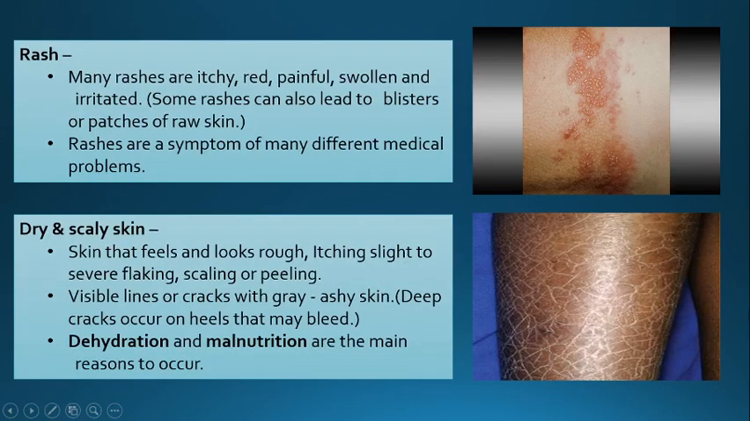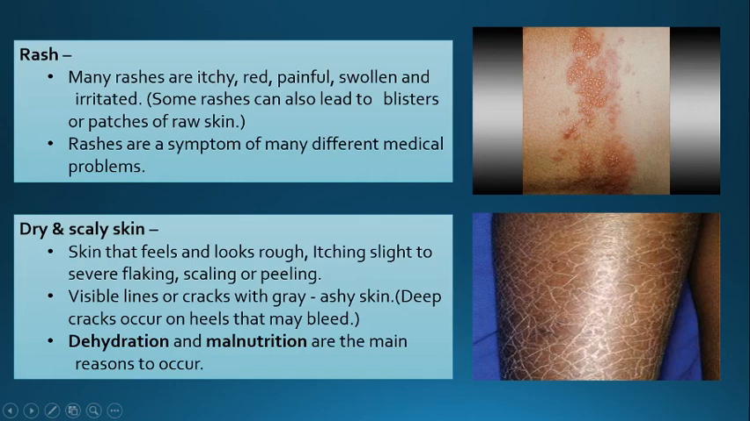The next one is rash. These are very common skin diseases. Many rashes are itchy, red, painful, swollen and irritated. Some rashes can also lead to blisters or patches of raw skin. Rashes are symptoms of many different medical problems, like allergies, or if some toxic materials enter our body. So rashes can occur under many conditions.